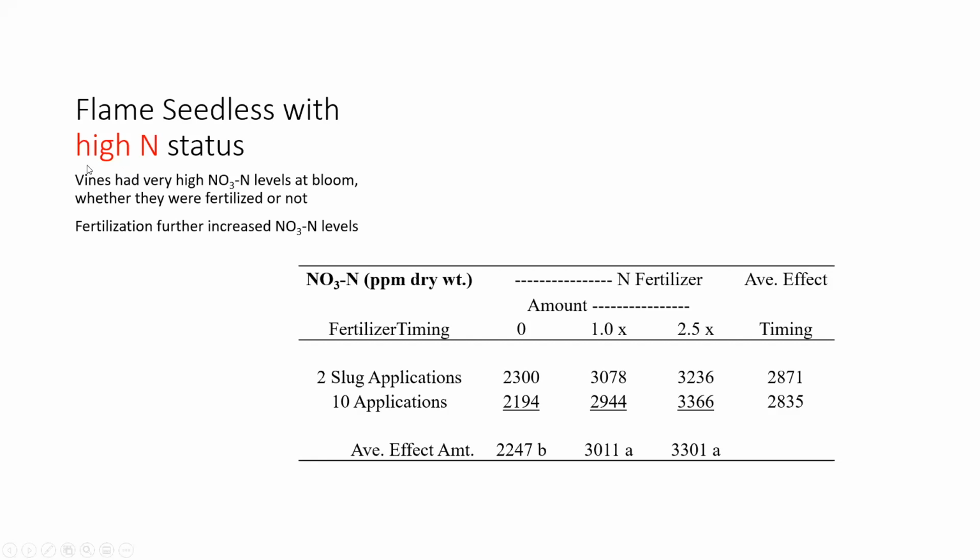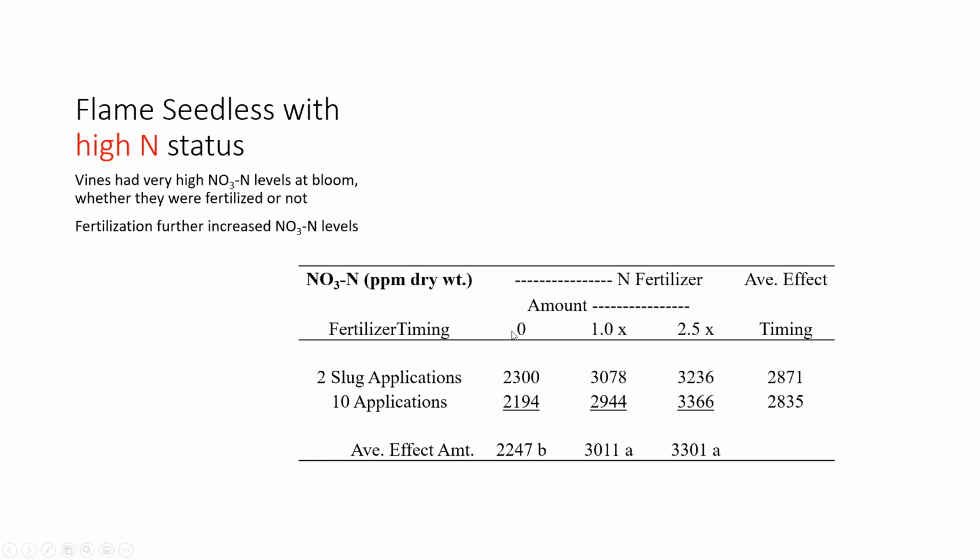So how about a situation where the vines already have a high N status? You might recall from that other vineyard, those vines, if we didn't fertilize them, had barely any nitrate in their petioles at bloom. What about a vineyard that does have a lot of nitrates? So here's a different vineyard, a different location, different grower.